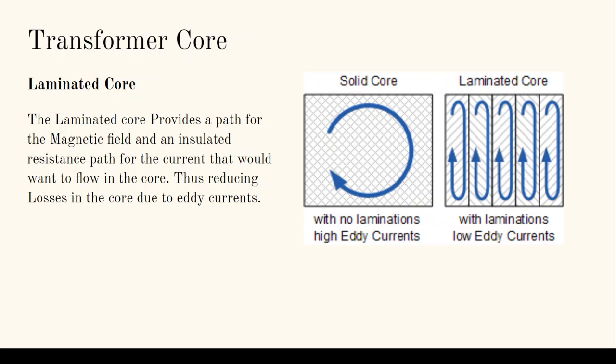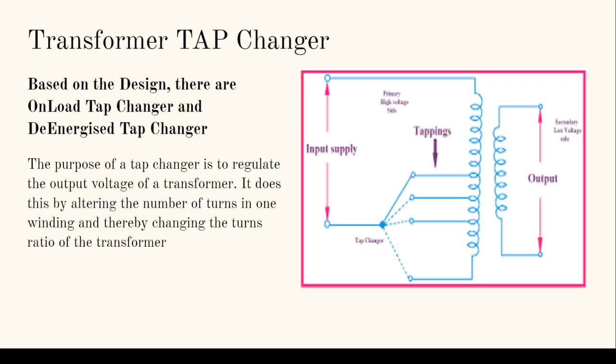Instead, you split them up into laminates. These laminates are insulated from each other with oil in between, varnish in between, and these laminated cores do a good job in having the flux pass through, but no eddy currents flowing within them, thereby improving the efficiency of your transformer. The next topic will be tap changers.